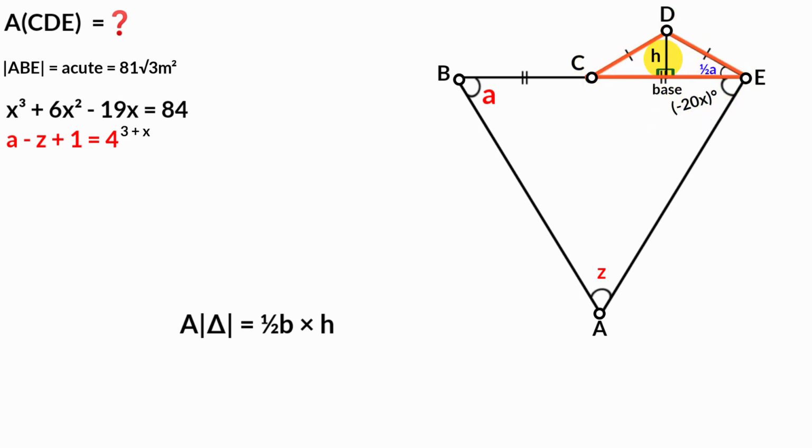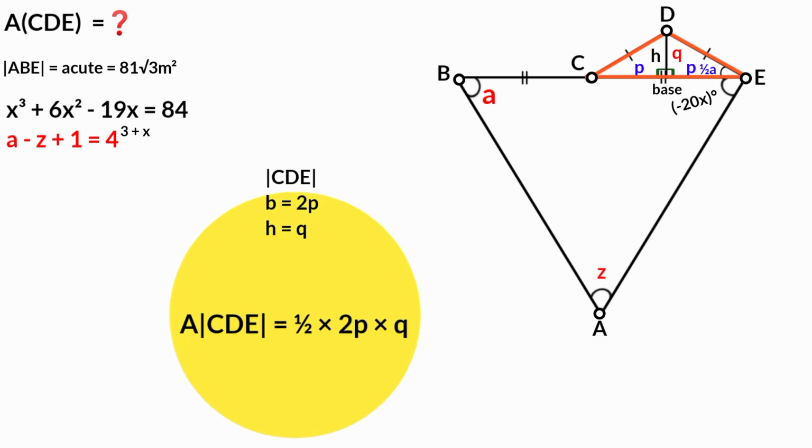So this is its height. We know the median bisects the base, so this and this are equal. This is the midpoint of line CE. That is, this part and this part are equal. Let's assume their length to be p. If we assume this height to be q, now base equals p plus p, which is 2p, and height equals q. Substitute here, area of triangle CDE equals 1 over 2 times 2p times q.